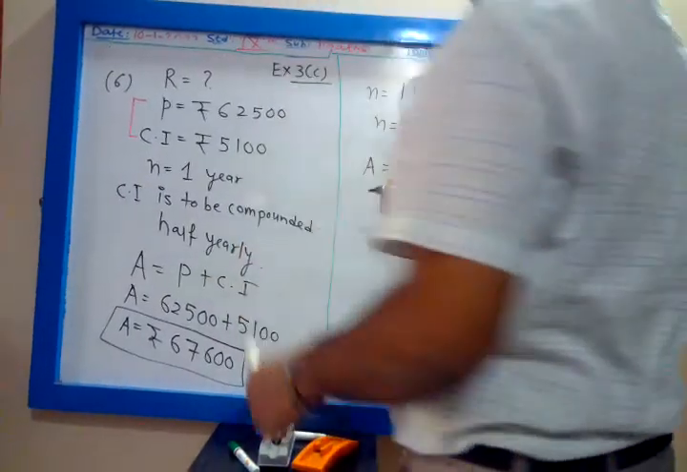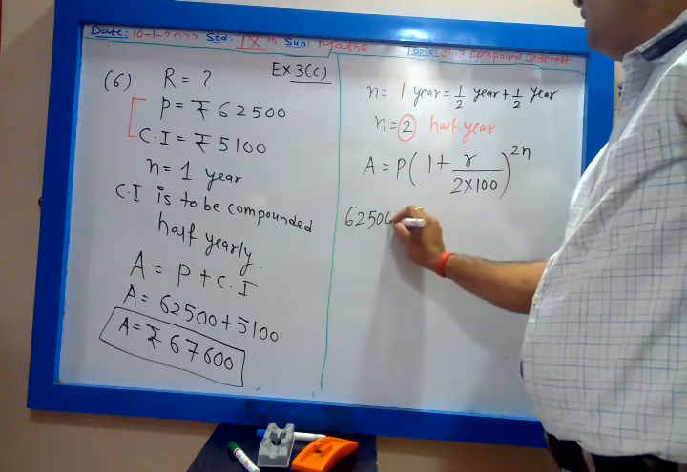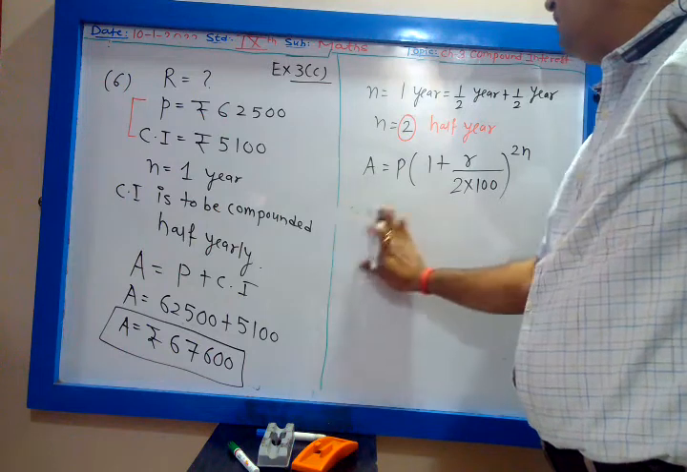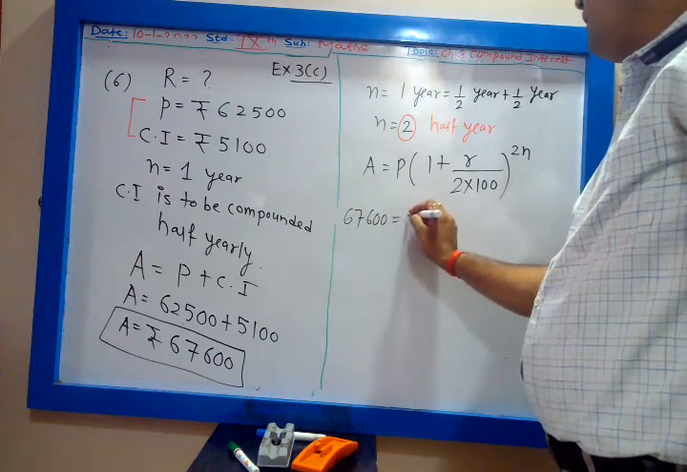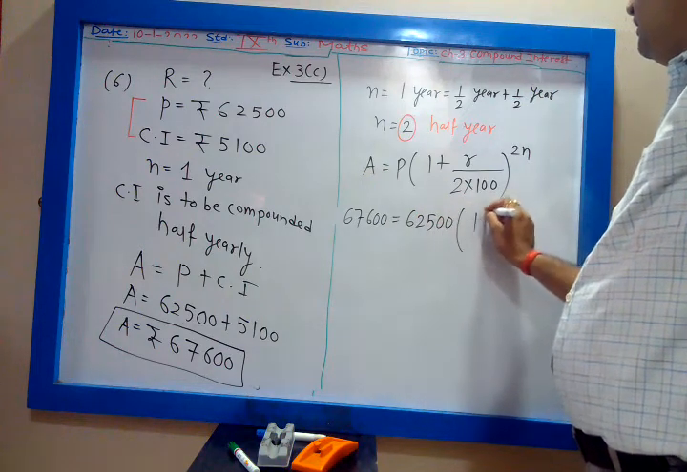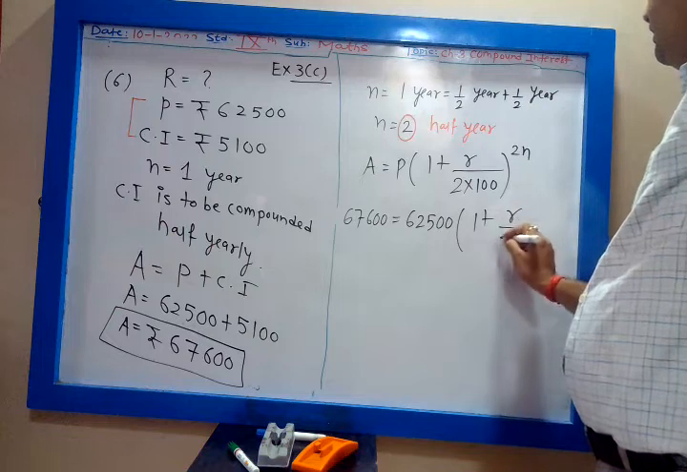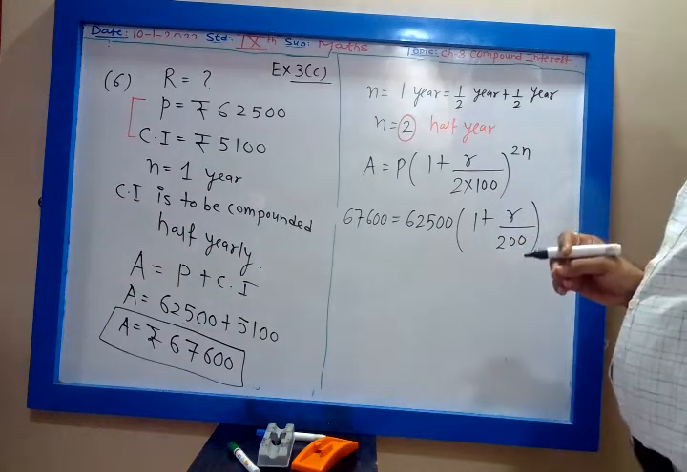So solve this. 67,600 is equal to P into, P is 62,500 into 1 plus R upon 2 into 100, that is 200, raised to 2n. What will you take n?